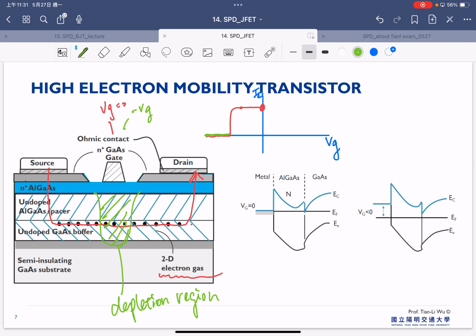You can see the typical HEMT operation is very similar to the ideal case of the MOSFET. We just need a Schottky metal on top of this transistor, and we apply a negative gate bias. In the end, we can turn off this transistor. Therefore, the typical HEMT is a depletion mode type of transistor.